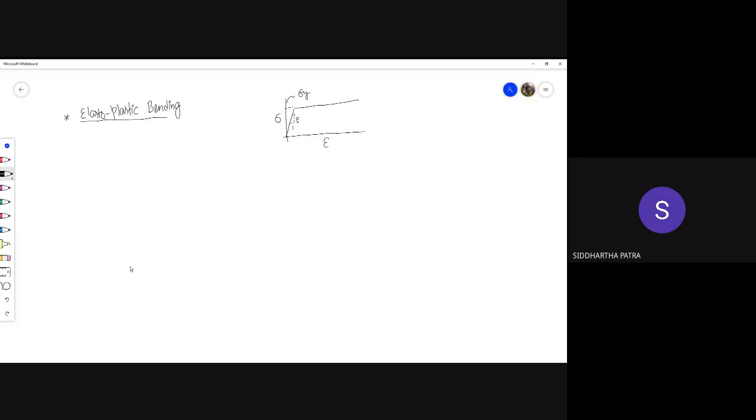So, for the sake of simplicity, consider a rectangular cross section for the beam, which is let's say B times H, and also consider, now this can be based on the problem that you solve.